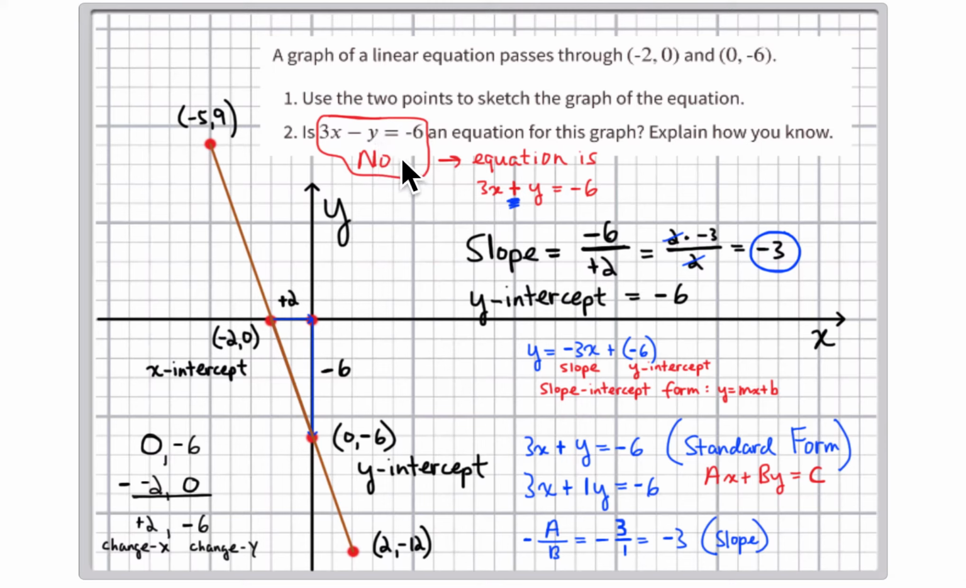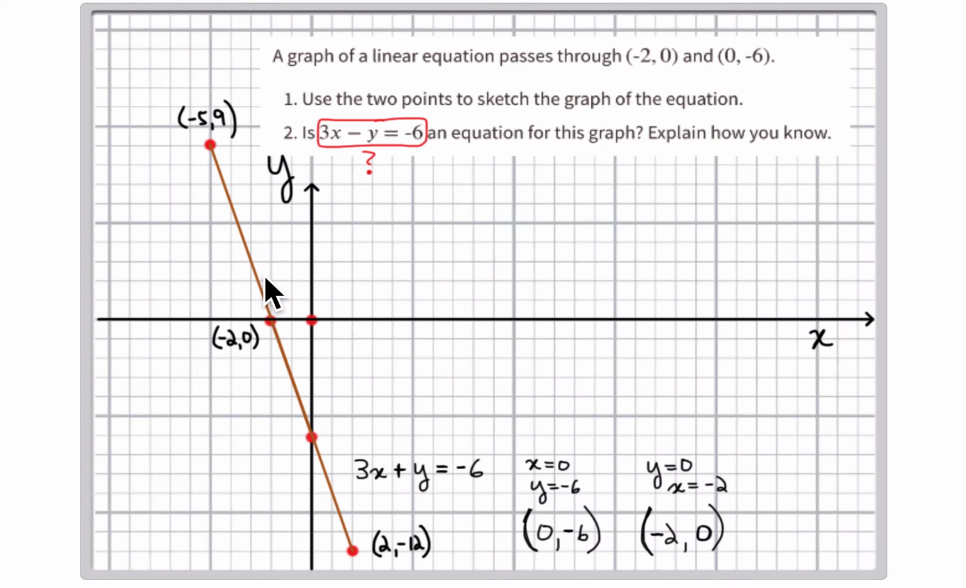But this equation down here is 3x plus a positive y. So they don't match. It's a different equation. So the answer is no, this is not the equation for this line. Well, let's continue with this, and let's draw the line for this equation. We should get something different than this line.